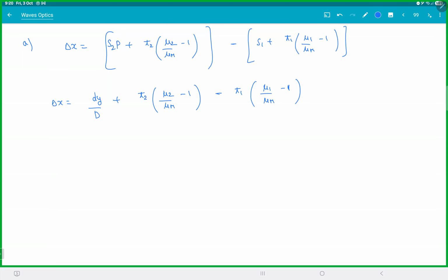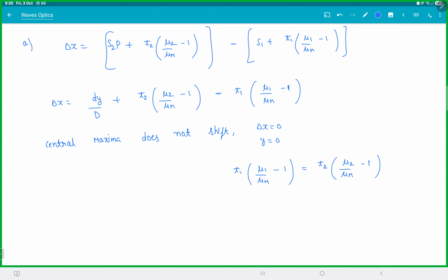Now you're saying central maxima does not shift. So central maxima meaning delta x is 0, does not shift means y is also 0. So this will give you T1 mu1 by mu medium. At mains level, generally, they don't put that medium, they just put vacuum and then keep only generally one slab. This is the relation.